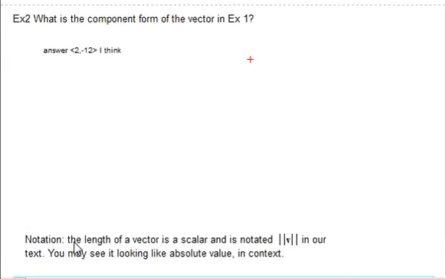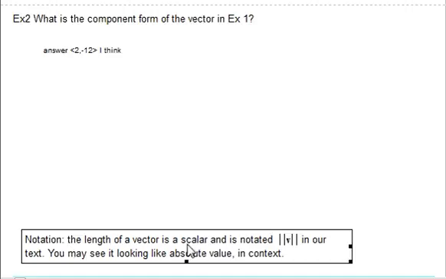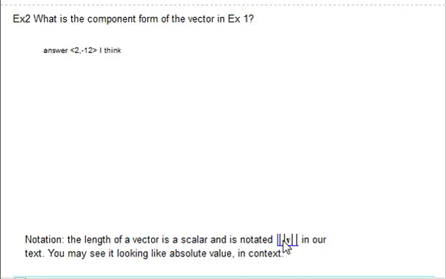Notation: the length of a vector is a scalar. That means it's a number. For example 1, if you recall, it was the square root of 148. And it's notated like this. Sometimes you'll see it like this with double absolute values. Sometimes in context, it'll just look like one absolute value symbol.